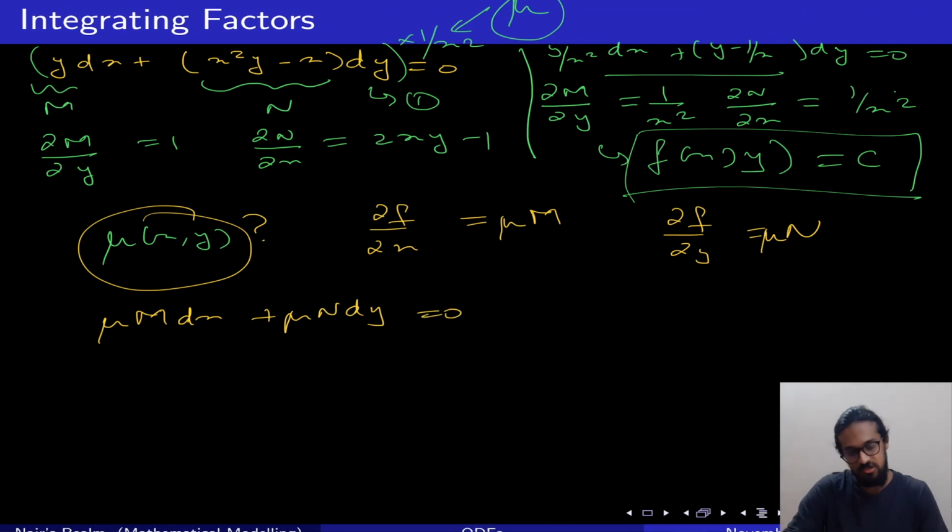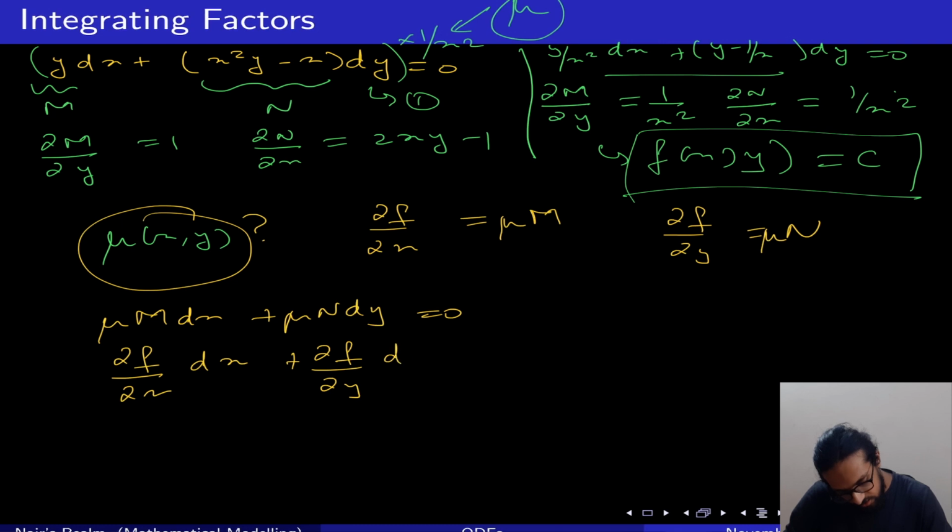This is our actual differential equation, and in such a scenario, I have ∂f/∂x dx plus ∂f/∂y dy is equal to 0. So this is what we've essentially done. We multiplied μ to a non-exact differential equation, it became exact, and we were able to solve it.